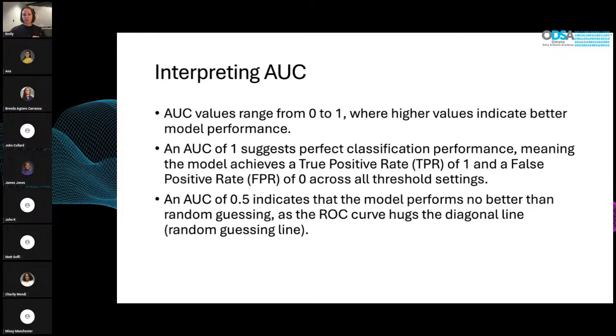We just talked about this. I don't know if I need to re-say this, but the way that you would interpret the AUC is, an AUC of 1 suggests perfect classification performance, meaning that it achieves a true positive rate of 1 and a false positive rate of 0 across all threshold settings. And an AUC of 0.5 is no better than random guessing.